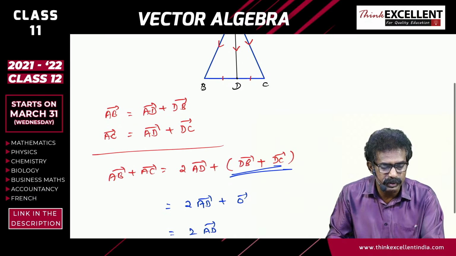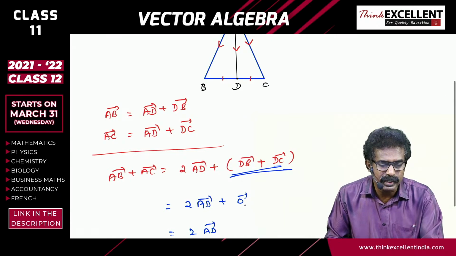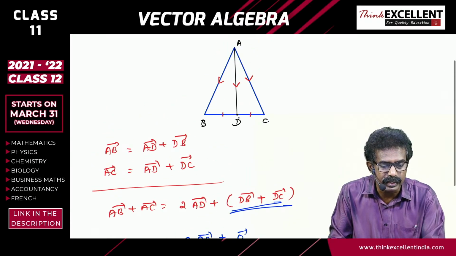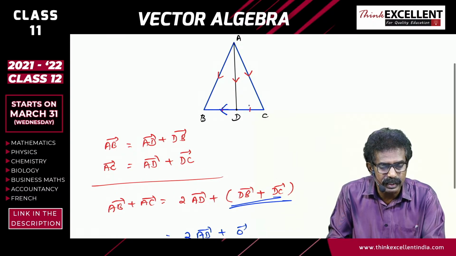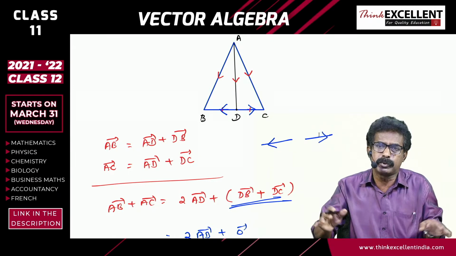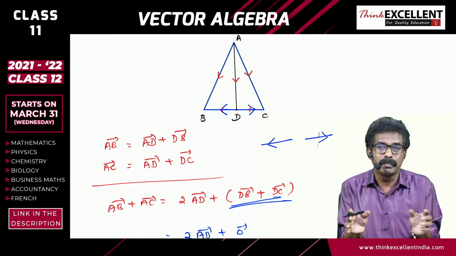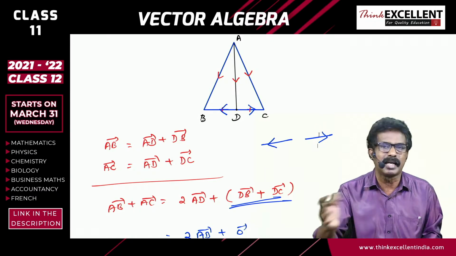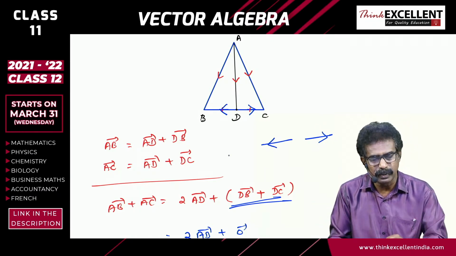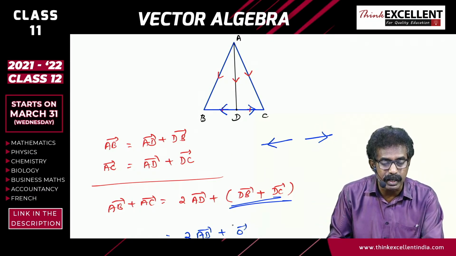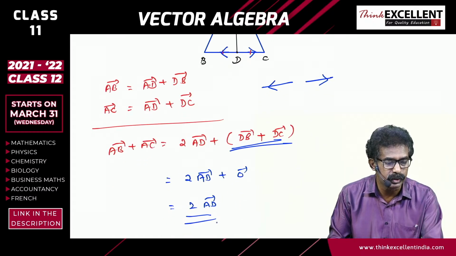For the examination it's okay, right? But see why it is 0. DB vector means D and B. DC vector means D and C. The other direction: one is in this direction, another one is in the opposite direction. Just the opposite direction, magnitude same but opposite direction. One is plus 5, the other is minus 5. So both vanish. That is the reason that part is equal to 0. You are getting 2AD vector.